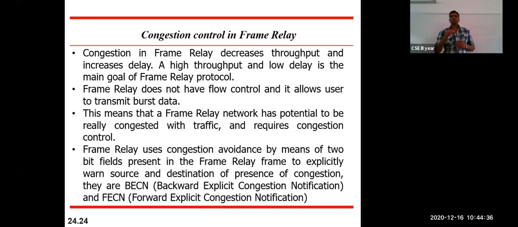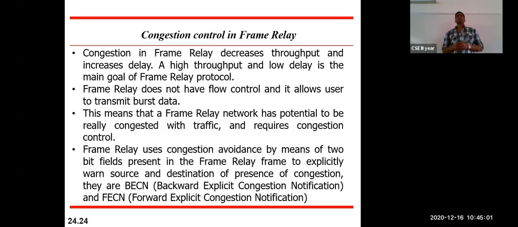So the problem in frame relay is the second point. Frame relay does not have flow control and it allows the user to transmit burst data. That is the difference between general transmission and frame relay transmission. In frame relay, there is no flow control at all. What is flow control? Do you remember in the data link layer we had it? ARQ mechanisms.